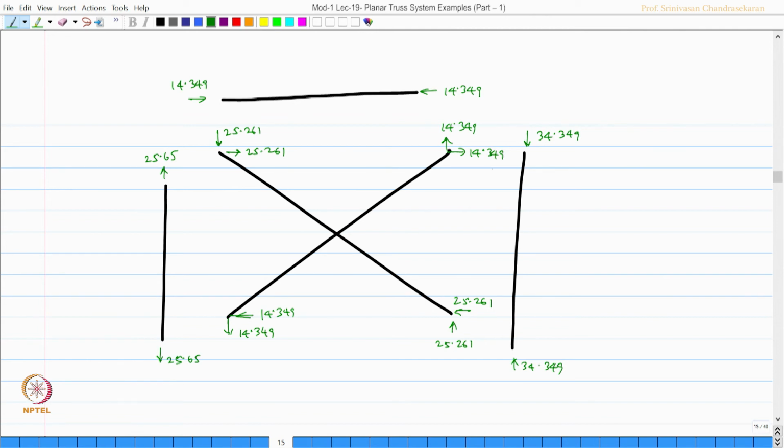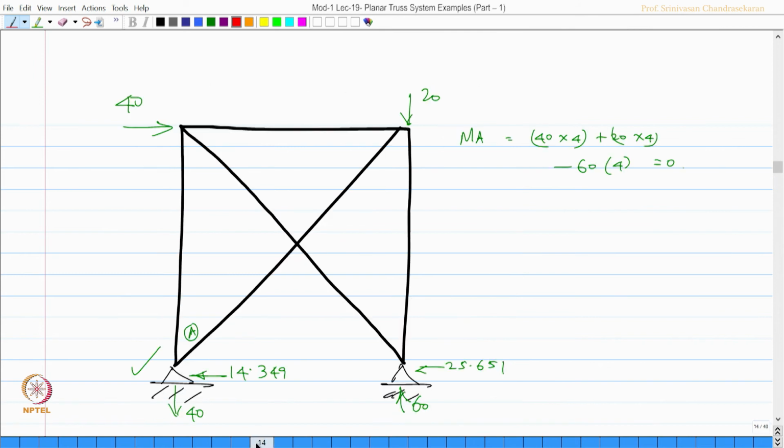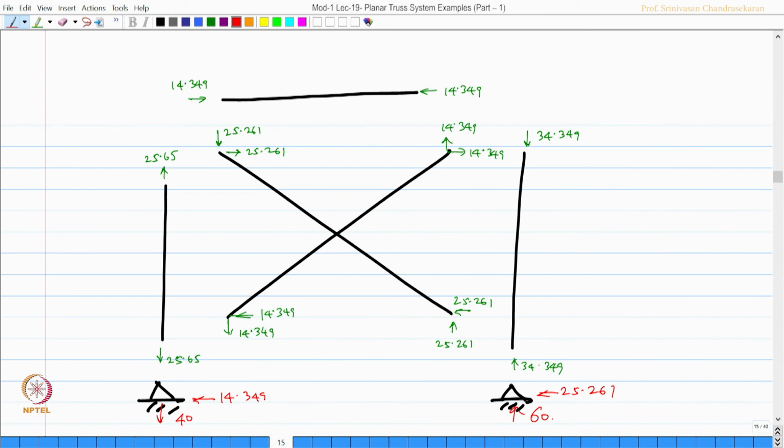So, I got the reactions now. I convert that into the system. Okay. So, I get now the values as minus 40, plus 60, and 14.349 and 25.261, which is the same as what you get here. Okay. So, the problem is now solved. We will do one more example.